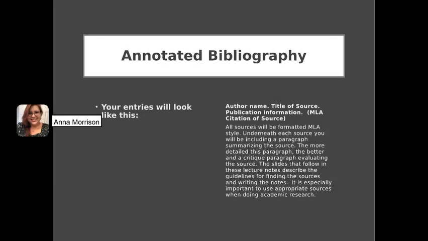Each entry in your annotated bibliography will look like this. You will have the MLA formatted works cited entry in alphabetical order because that's what MLA dictates. And then you will have your annotation. So you will have 3 sources in alphabetical order, each one with a works cited entry and an annotation.